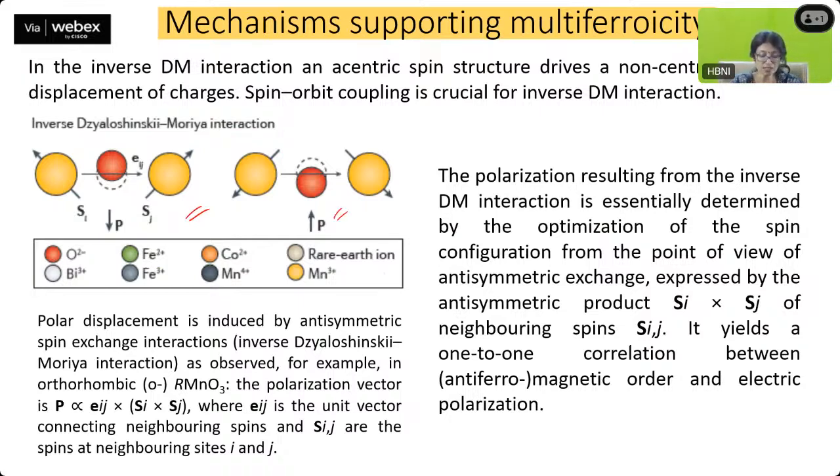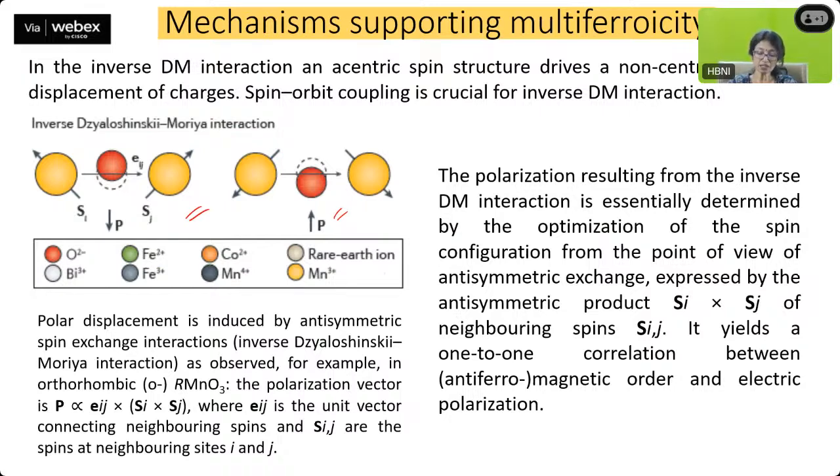The polar displacement, as you can see in this particular case. The orientation of the displacement is determined by the chirality of this spin system, that is Si cross Sj. This vector product is not equal to 0, and this yields a unique 1:1 correlation between the antiferromagnetic order and the electric polarization. Successful ongoing attempts to achieve larger polarization, greater than the order of 0.1 microcoulomb per centimeter square, higher ordering temperature, and viable thin film architectures reflect a substantial potential for further development and correlation phenomena that are yet to be harnessed.